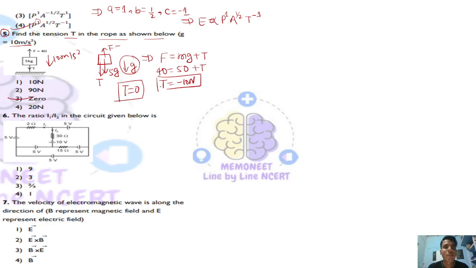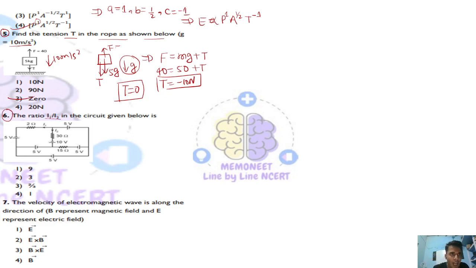Many of the students have marked minus 10 if it is written in the option, but that's the wrong answer, because you should know the concept of tension. Tension only acts when there is some stress or strain in the string. If it is not there, the tension will be 0. Tension does not contain a negative value. Now moving to the next question.